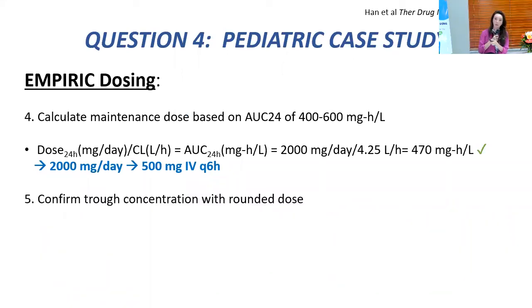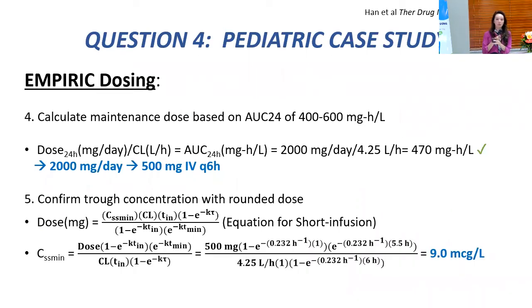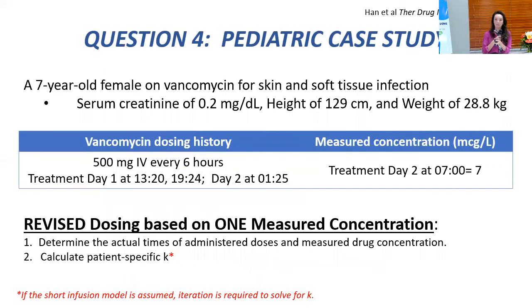So it's pretty straightforward. Then I routinely confirm what the trough would be with the rounded dose. I know the guideline says no trough, but I always do it, it's a habit. I go through that using the short infusion model to figure out what the trough would be. So in this patient, we're getting an AUC of about 470 and a trough of about 9. And this is an actual patient, by the way. I don't know what the clinical status is, or if there's more seriousness to this infection.